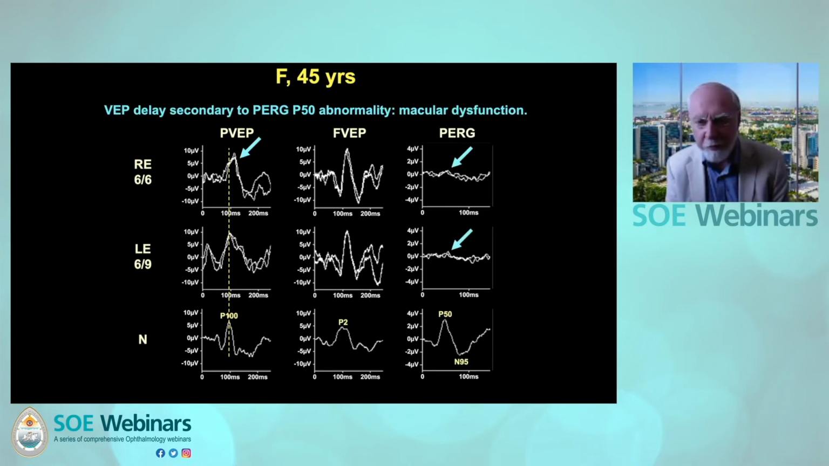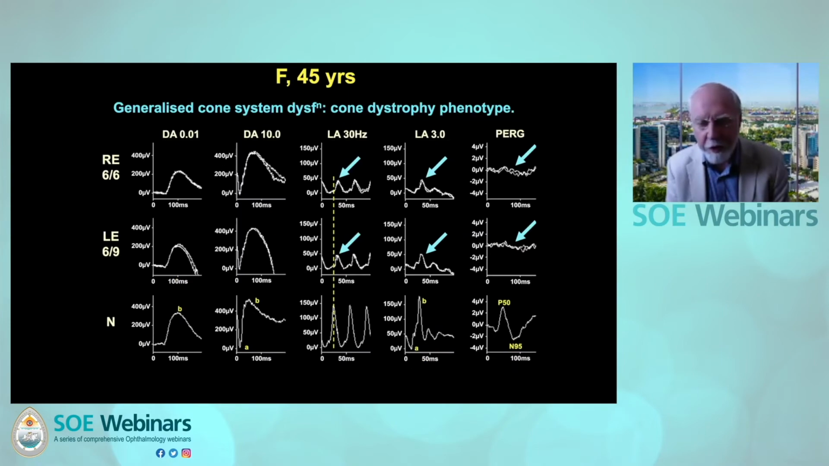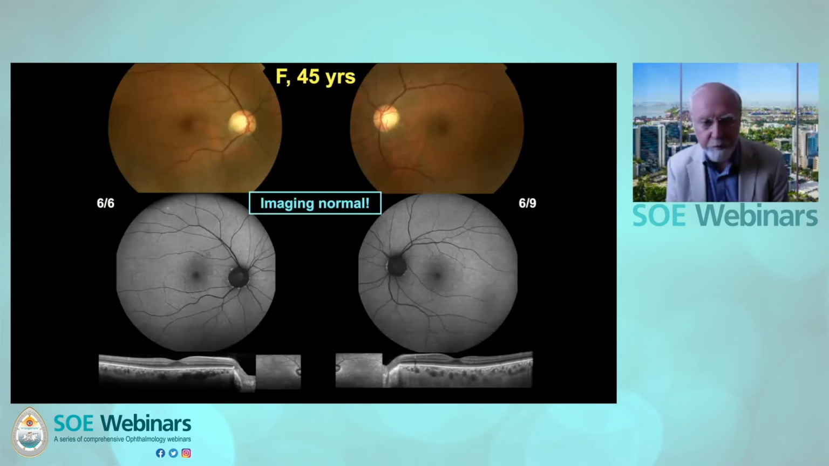The PATTERN ERG is markedly subnormal bilaterally, so the patient has bilateral macular dysfunction. That then needs a full-field ERG. The rod-specific and bright flash dark adapted ERGs indicate normal rod system function. If we look at the cone system, there is marked delay indicative of generalized cone system dysfunction. So the patient has a cone dystrophy phenotype and the imaging is normal. Fundi are normal, autofluorescence imaging is normal, macular OCTs are normal.